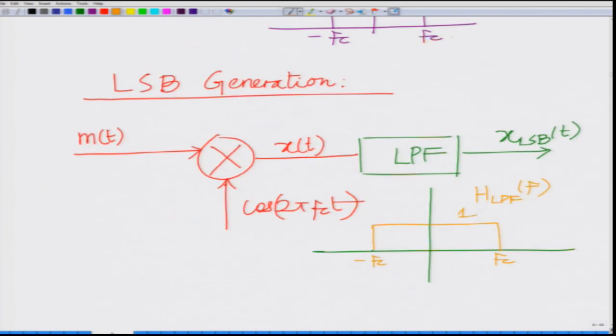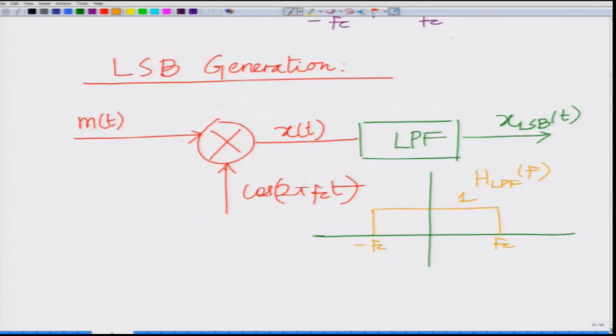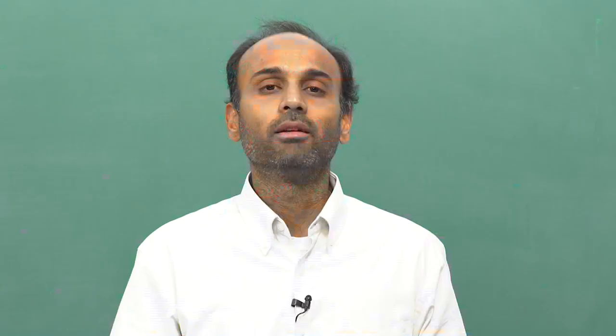The low pass filter is basically an ideal low pass filter, as we have seen, with a sharp cutoff and a gain of unity for all frequencies within the range minus fc to fc. And therefore, naturally, the question that arises is what happens when these filters are not ideal, because in practice it is very difficult to design filters with such sharp cutoffs.